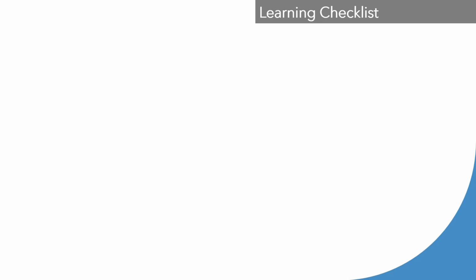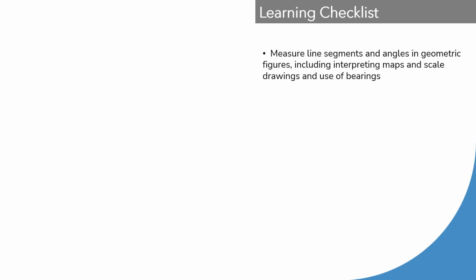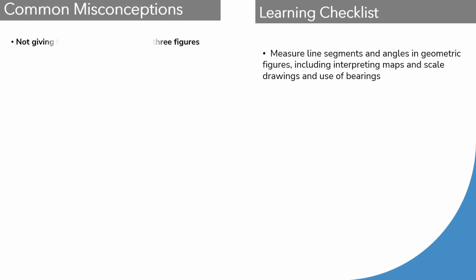So after learning the rules, types of angles and the scales, there is a learning checklist for you. So you have learned now how to measure line segments and angles in geometric figures, including interpreting maps and scale drawings and using bearings. Now, though you have learned certain things, there are certain misconceptions which students normally make while answering questions about bearings. What are those?